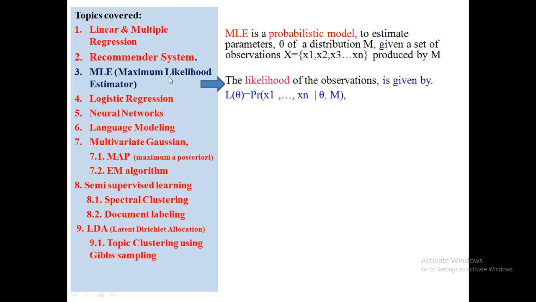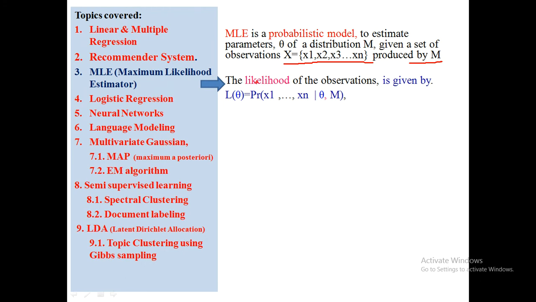The next one is MLE, that is maximum likelihood estimator. This is a probabilistic approach to estimate parameter theta of a distribution M given a set of observations produced by M. So it is known what the structure of the distribution is, and we have a set of observations. We need to estimate the value of theta.